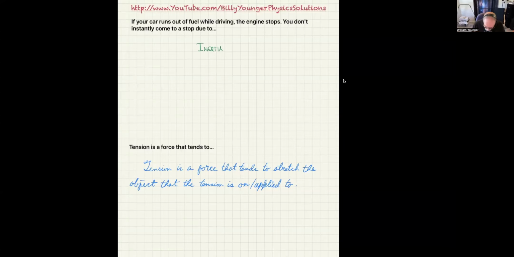I should also say tension, that N came out a little bad there. So tension acts parallel to the object it is applied to.